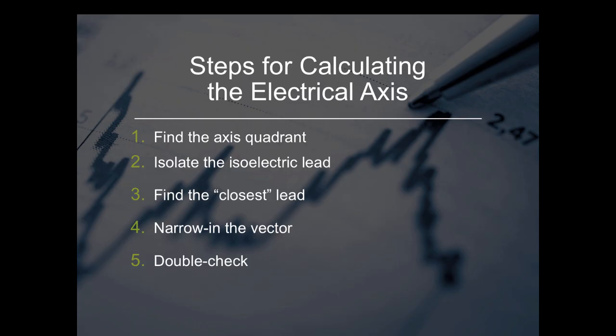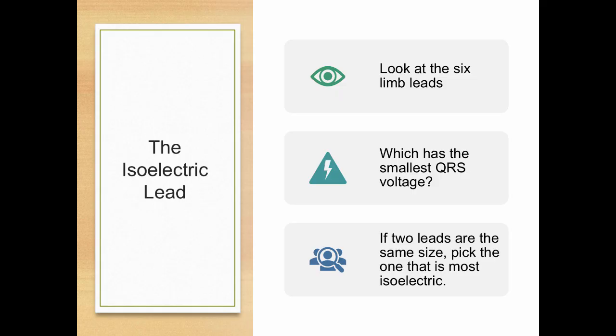So we found the quadrant. Now we're going to find an isoelectric lead. We're going to kind of hone in on that closest lead, and then we're going to narrow it in. We're going to double check our findings. So first, what is the isoelectric lead?